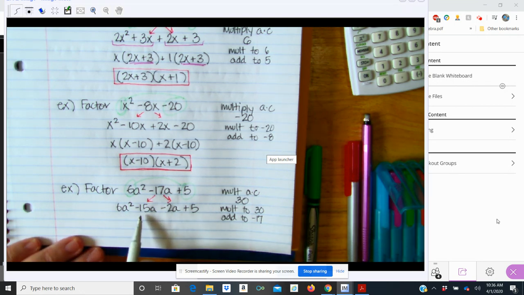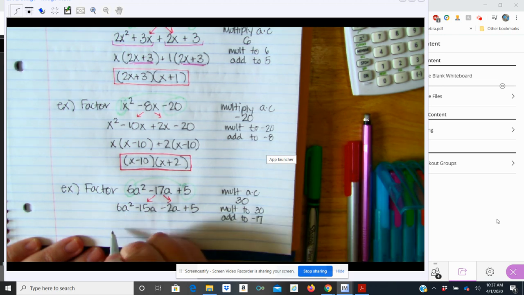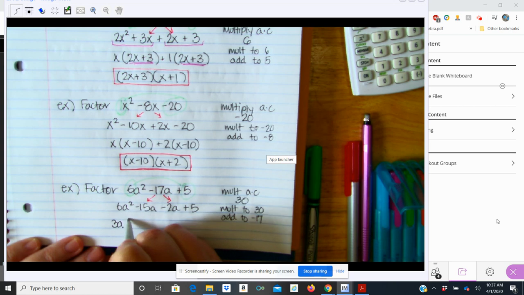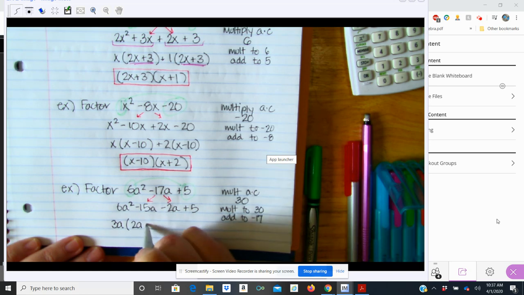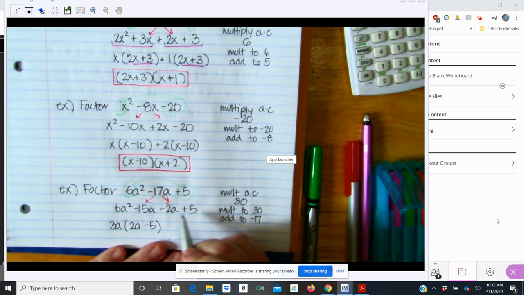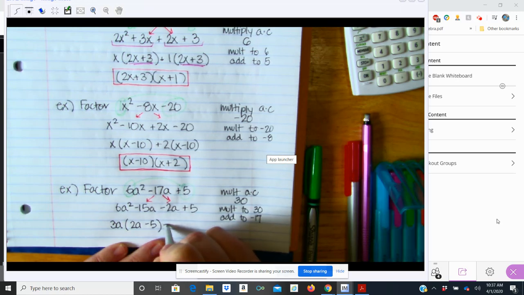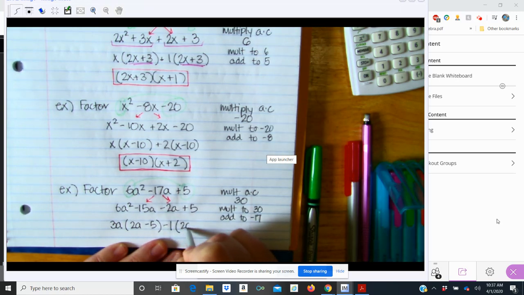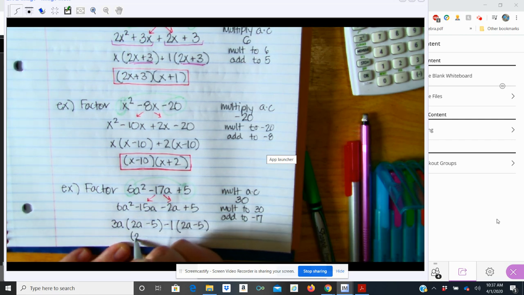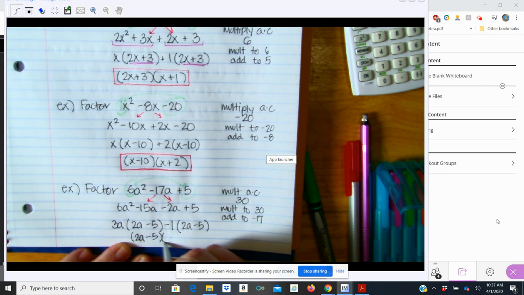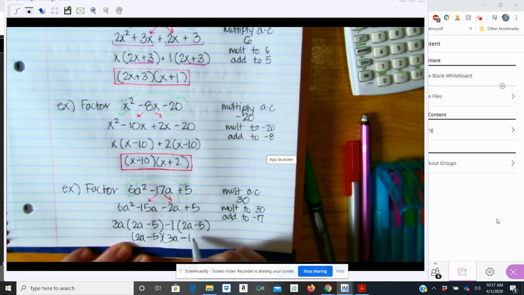So I've got a 6a squared and a 15. I can pull 3a out of both of those, leaving me a 2a minus 5. Here I have a negative 2a minus 5. I can't pull anything out, but the lead is negative. So I will pull out a negative 1. So I have a 2a minus 5. Since 2a minus 5 is in both terms, I have a 2a minus 5, 3a minus 1.